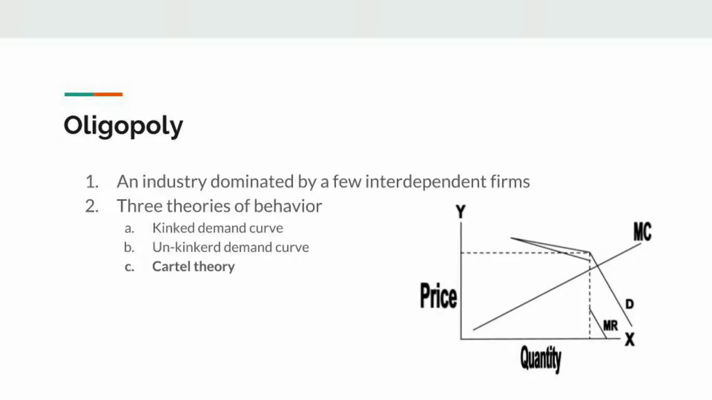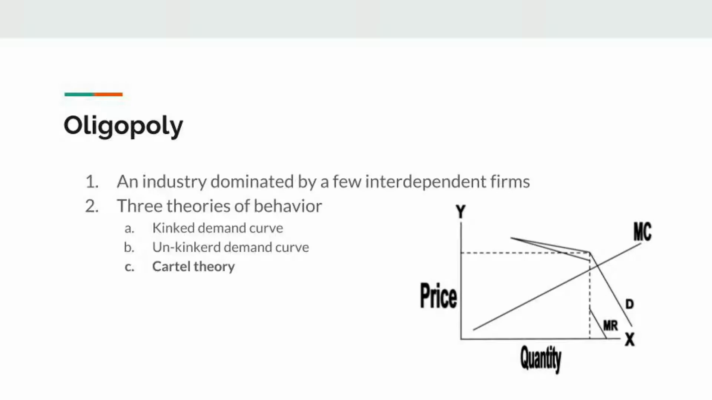Oligopoly is an industry dominated by a few mutual firms. There are only a few firms in the industry, so each firm produces a significant amount of output relative to the market. There are three basic theories that describe the behavior of oligopolies.